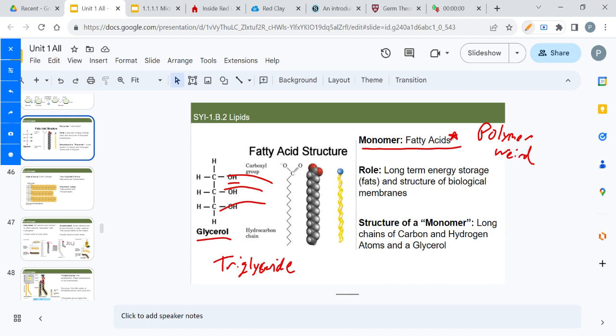The difference is that when it comes to your fat cells, all you're doing is making more and more of these triglycerides. And that's actually what makes fat cells really, really big.